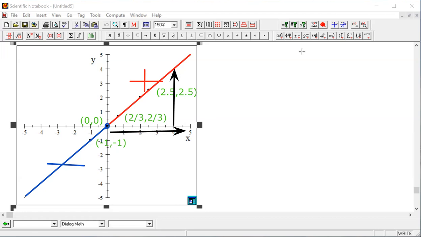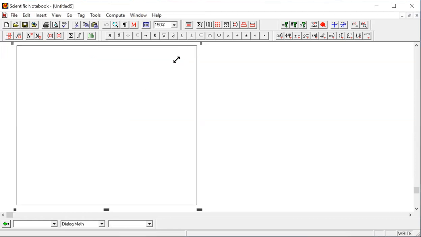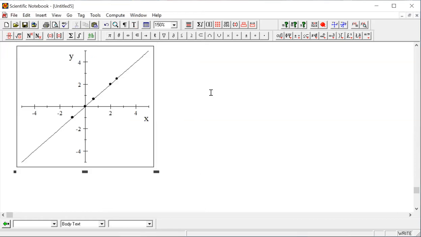So now we got y equals x. We got this function, right? So to summarize, for the function with the rule f of x equals x, the domain is all real numbers.